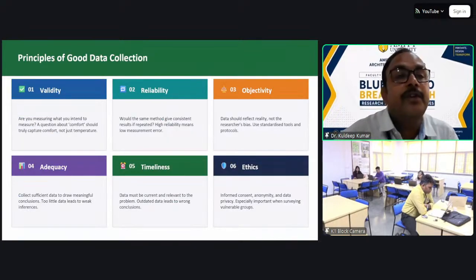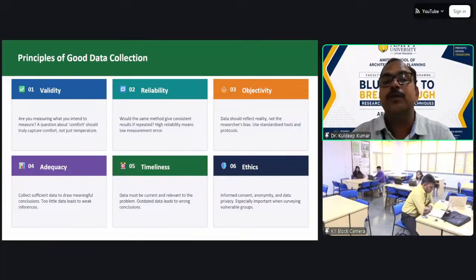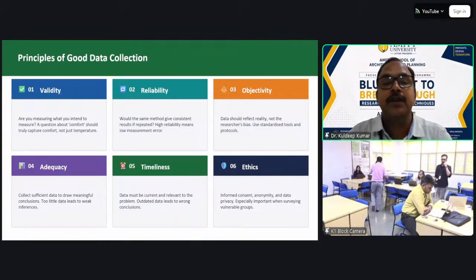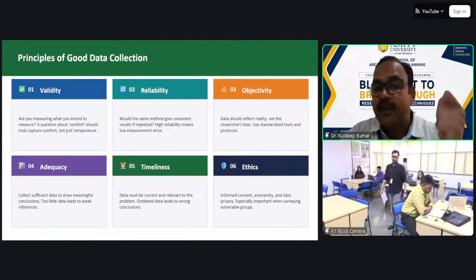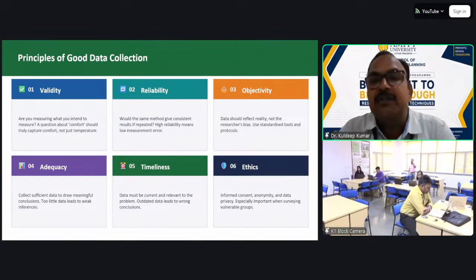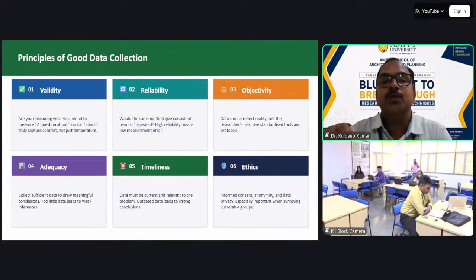So before we conclude, I have compiled a summary of these 6 principles that should govern all data collection in research. One is validity. That was validity of scale; this is validity of data. Validity means, are you measuring what you intend to measure? If your research question is about spatial comfort, your questionnaire must actually capture comfort, not just temperature, right?